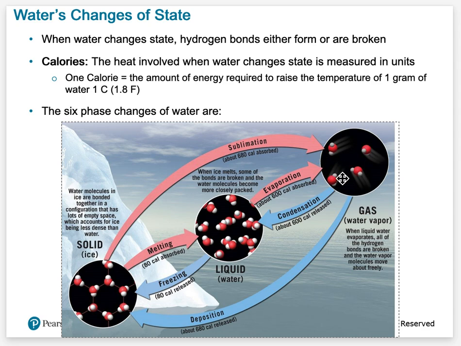And then we can see here the process from gas to liquid, which is the phase change known as condensation, and then liquid to solid ice, which is the process of freezing, where the liquid becomes solid. This is forming the hydrogen bonds. As well as deposition, you're forming the hydrogen bonds. And also take note of the calories released here. For condensation, about 600 calories are released.